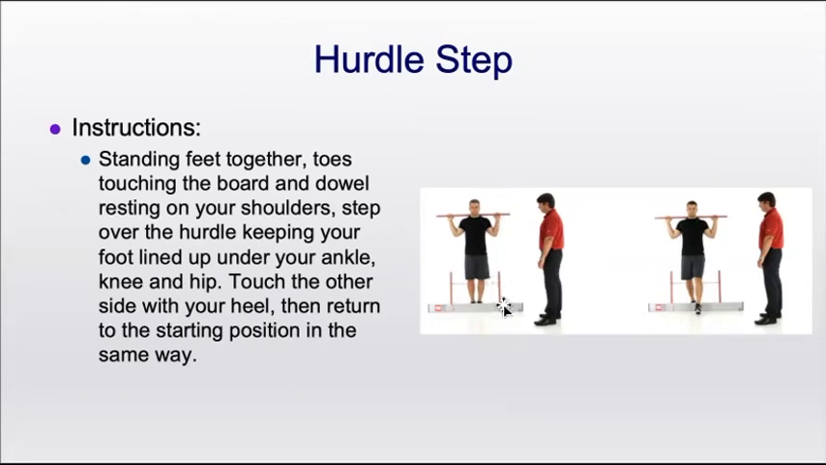As they do this, they must keep their knee and hip in line, and must not rotate through the hip to get clearance over the hurdle. They also need to maintain a stable base on the dowel. So the dowel needs to stay on their shoulders properly.